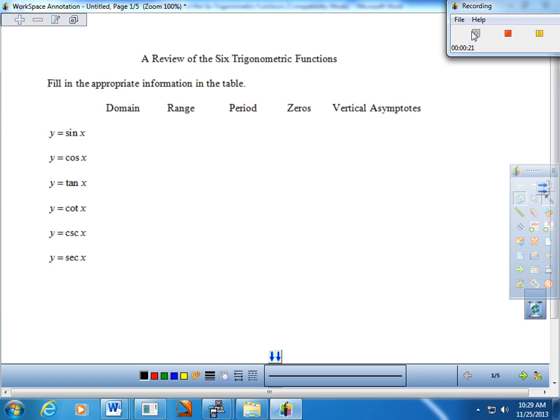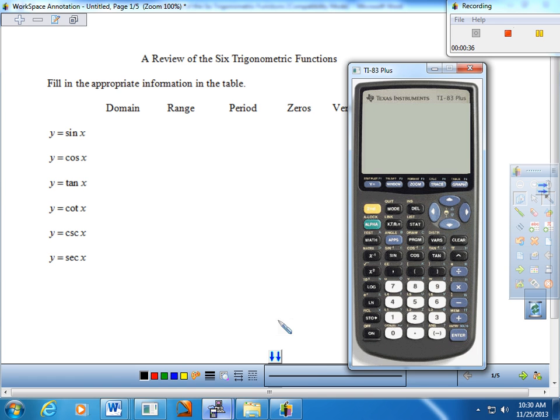So why don't we go ahead and start out with the table that you see at the top and get all that information in for our 6 basic functions. Domain, range, period, zeros, and vertical asymptotes. I think the best thing to do would be for me to graph the function just on the screen here and for you to copy in what you think the characteristics are. And then I'll go ahead and do it as well.